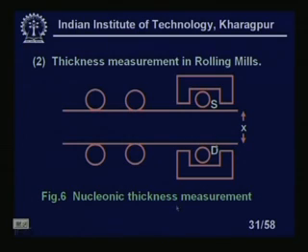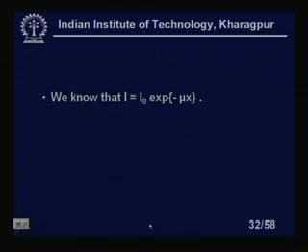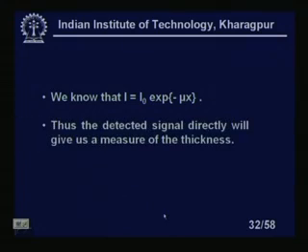I have a source and a detector, fine, no problem. We know that again I equals I naught exponential minus mu x. Thus, the detected signal directly will give us a measure of the thickness. So, if I have a calibrated output, suppose I made the calibrations, accordingly I know that for, suppose, a 5 centimeter thickness of the rolling sheet, what will be my value of I, if my I naught is constant. So, I will use that principle.